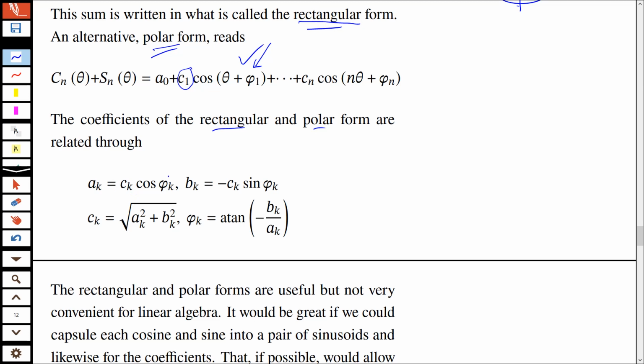You can move between rectangular and polar forms by these formulas. If you want to move from rectangular to polar, you use this formula. A and B are combined to give C, and A and B are combined to give the angle. And if you want to go from polar to rectangular, you use this form. This is nothing actually new, so you already know that. But we have a problem.